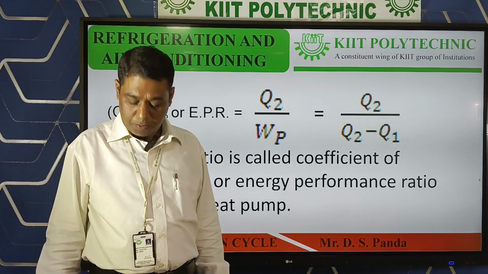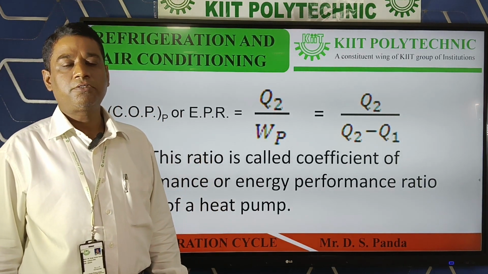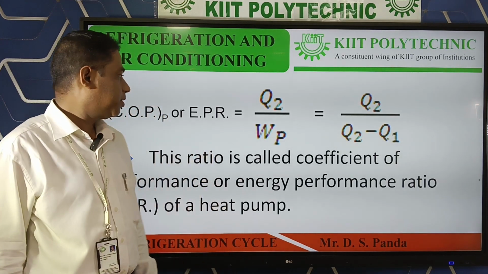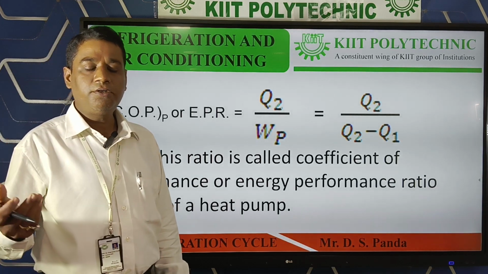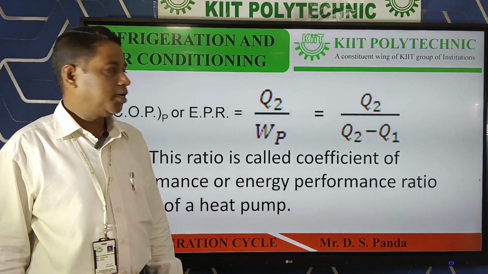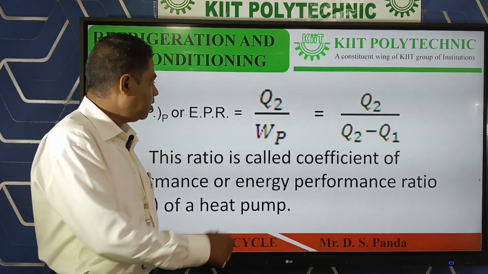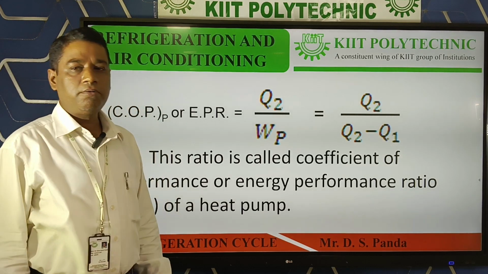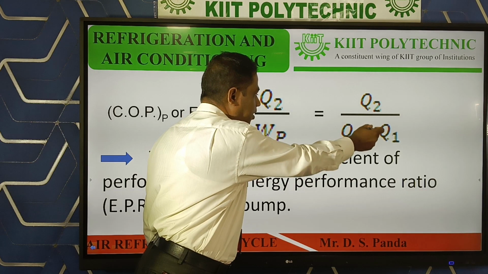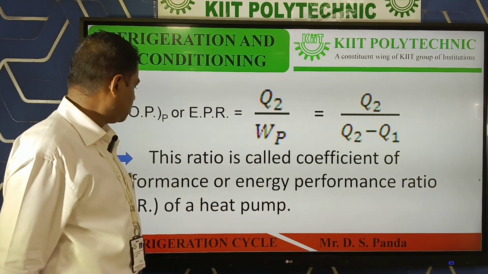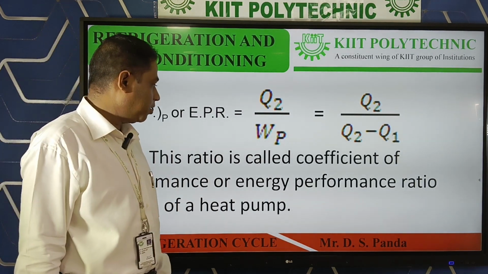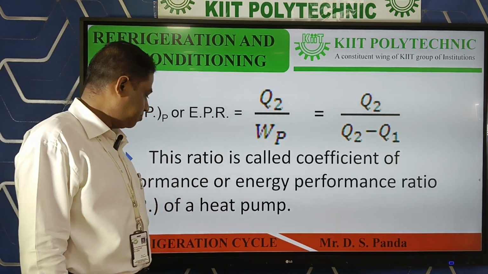In the case of the coefficient of performance of the heat pump, sometimes called the energy performance ratio, EPR, it is the ratio of heat delivered to the work done. Q2 is the heat delivered, and WP is the work done by the pump, and it is Q2 divided by work done, which is Q2 minus Q1. So this ratio is called the coefficient of performance or energy performance ratio.